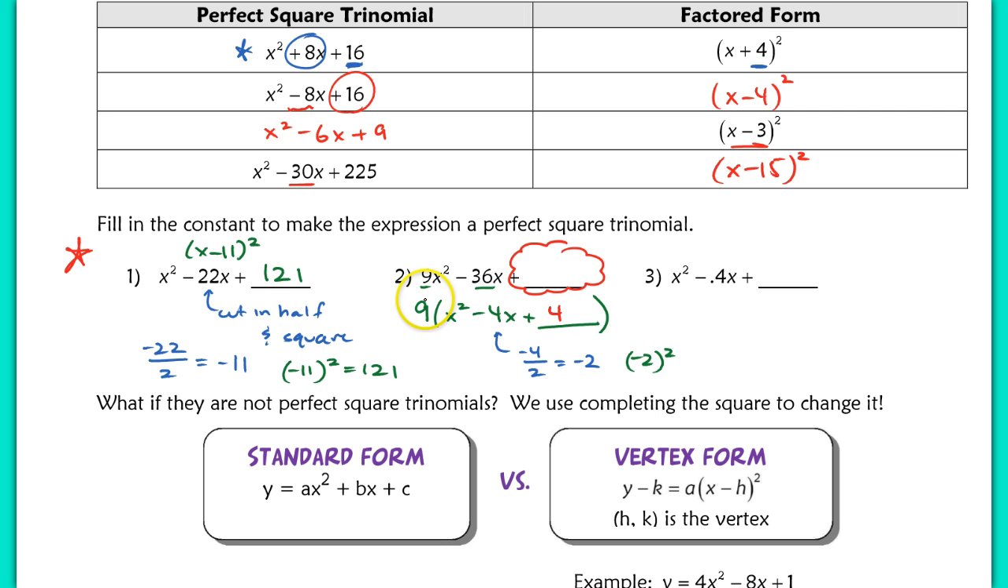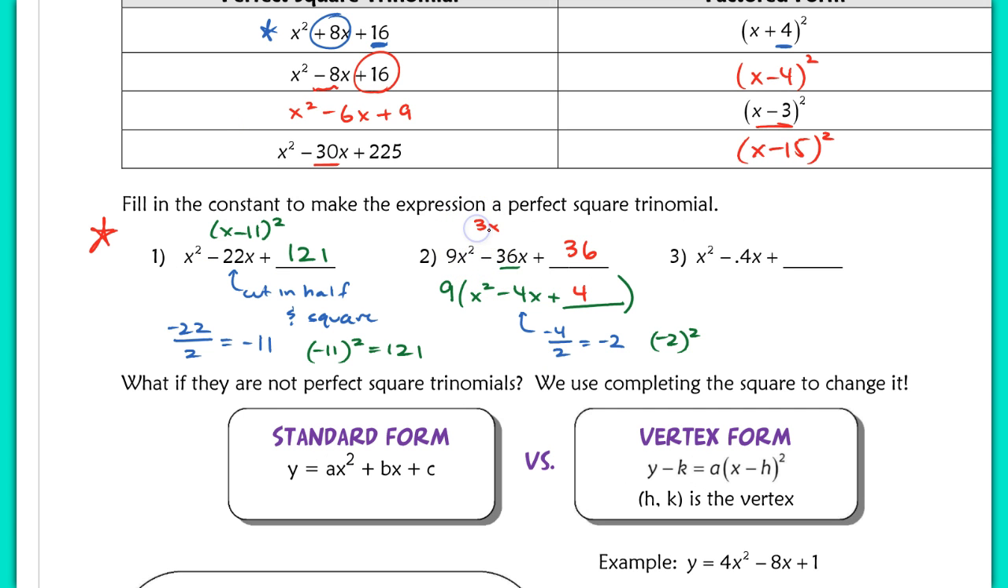It's actually going to be 9 times 4. Remember, we factored out that 9, so it's actually a 36 that's going to go here. So this would be a perfect square trinomial, and that perfect square would factor into (3x minus 6) squared. Okay, this trinomial here is factored here.